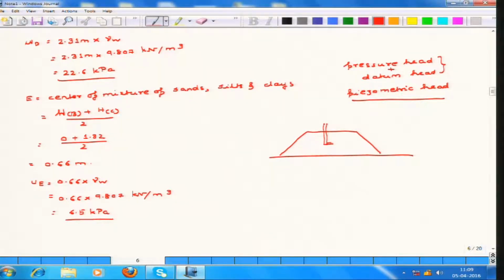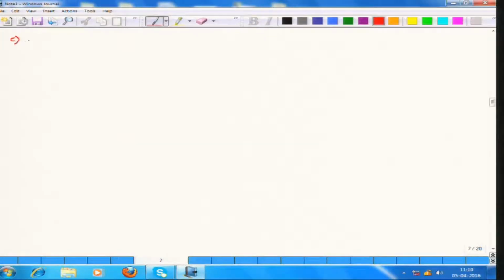Now, in the last question it is asked what is the average hydraulic gradient in the sand and mixture of sands, silt and clays.